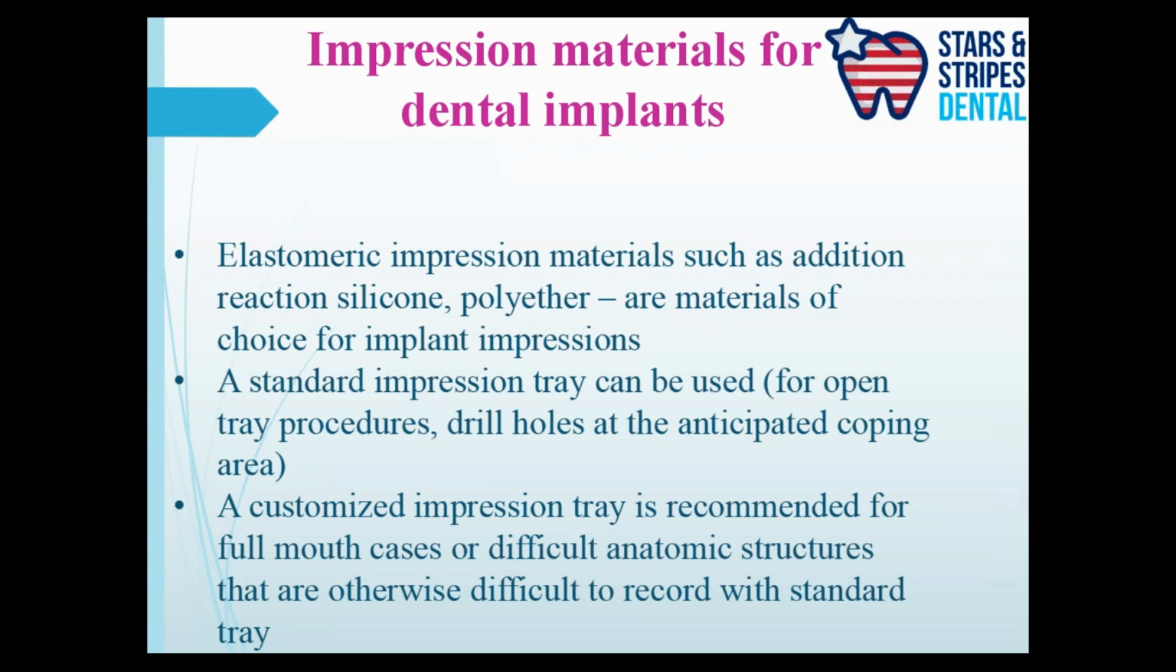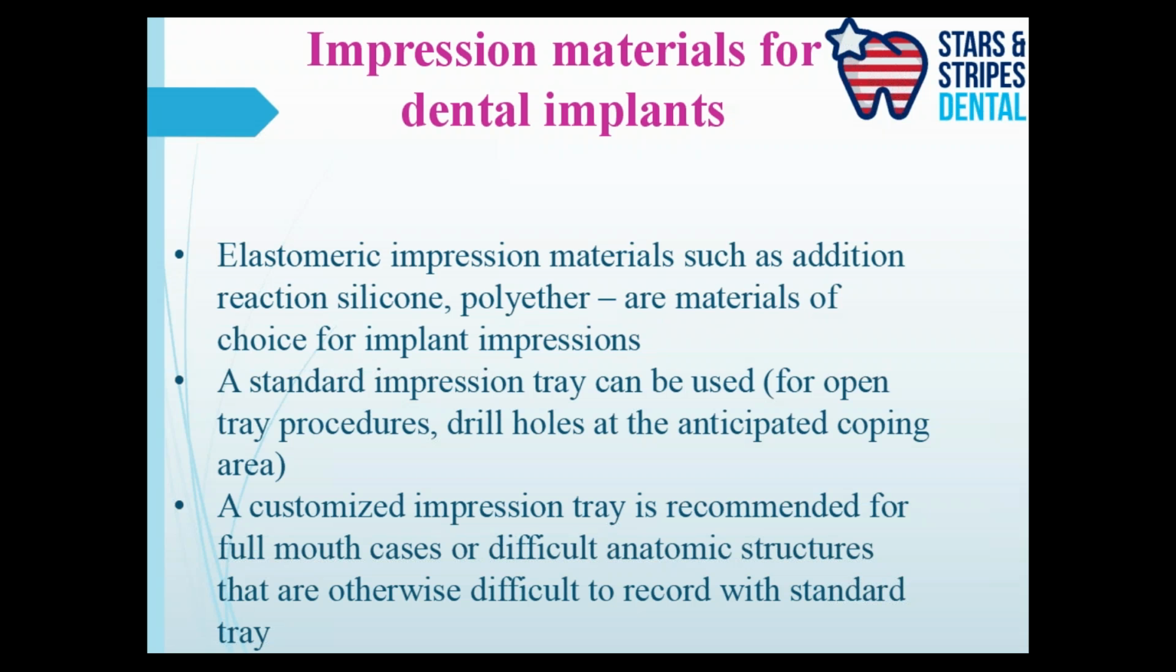When it comes to implant impressions, the choice of material is elastomeric impression materials, because we all know and have studied this in our second year, third year dental material science back in dental school. We were taught the dimensional accuracy and the perfection of detail, especially the marginal integrity. All that is better with elastomeric impressions than any other materials. So elastomeric impressions such as the addition reaction silicones and the polyethers, basically these are the materials of choice for implants.